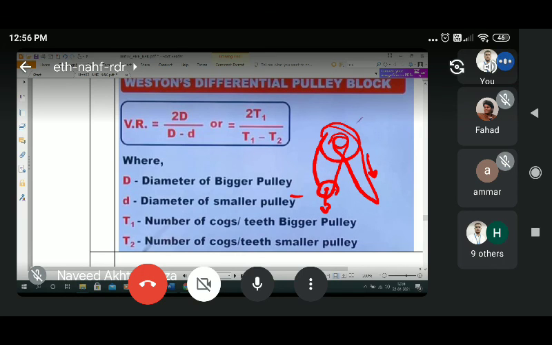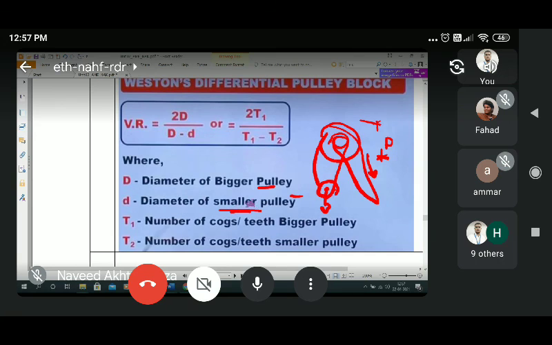So this is the Weston differential pulley block. The diameter of the bigger pulley is capital D, or you can say T1 is the number of cogs or teeth on the bigger pulley. T2 is the number of cogs on the lower, smaller pulley. Then small d is the diameter of the smaller pulley.